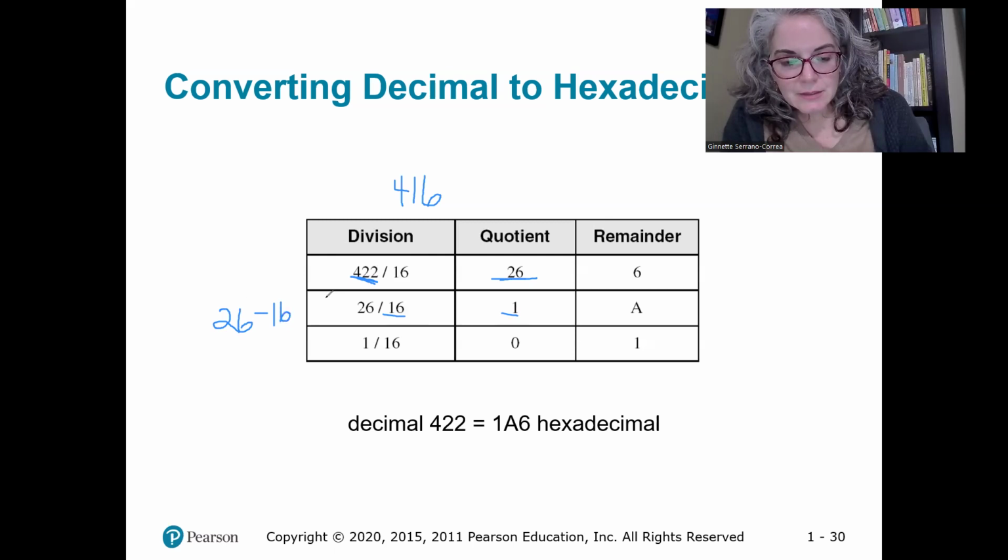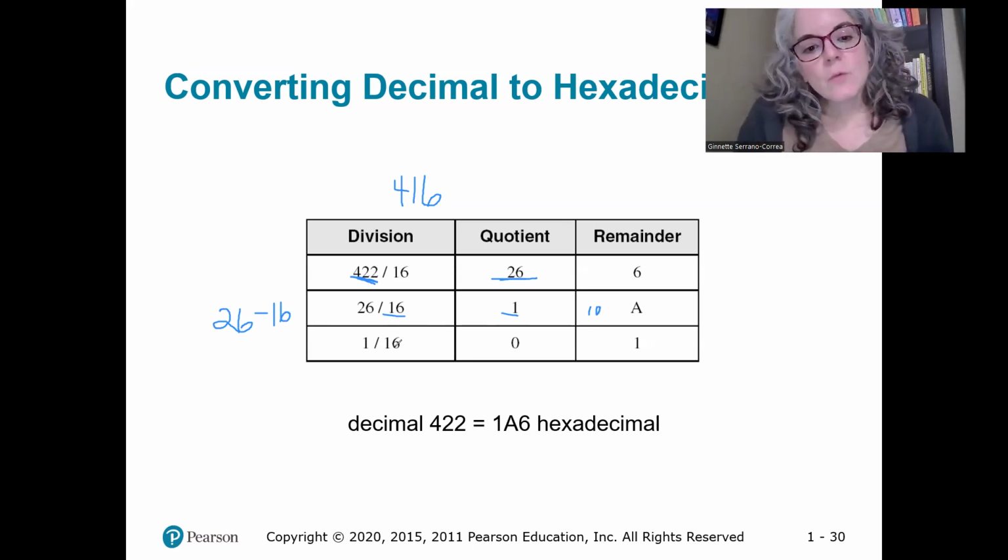right? It only goes into it once. 26 minus 16 is going to be 10. Now 10, you're not going to write a 10 here. You're going to write the actual letter that represents 10. Then 1, once you get to a 1, you're always going to get to a 1 in the quotient.